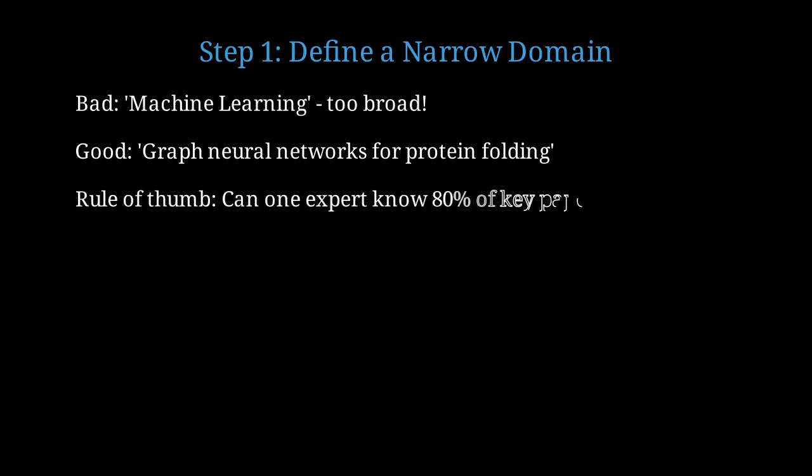Here's a rule of thumb. Can one expert reasonably know 80% of the key papers in this domain? If not, it's too broad. A good target size is between 50 and 500 papers. Below 50, you don't have enough material. Above 500, you're likely too broad.